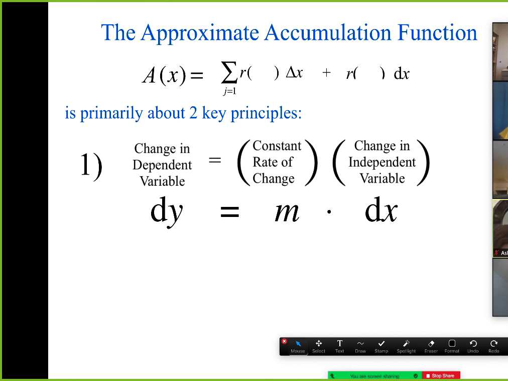So where does that show up as the foundational principle in the approximate accumulation function that we worked hard to develop? What is the approximate accumulation function? It allows us to do what we originally did as a big piecewise function, but rather than having a piece for every individual interval, we could put it all in one line. That was the goal. So where do we see dy equals m dx in the approximate accumulation function?